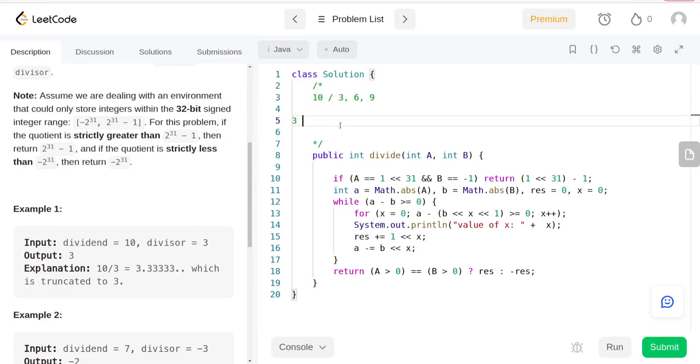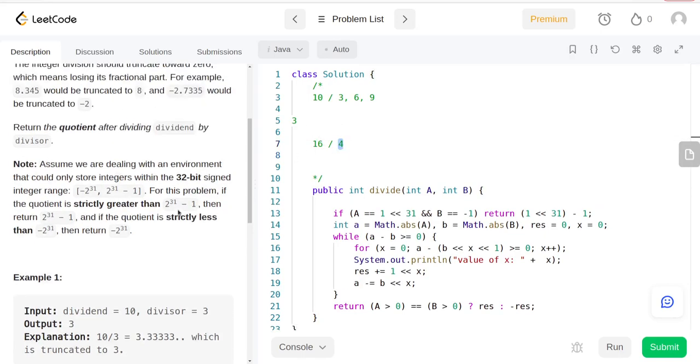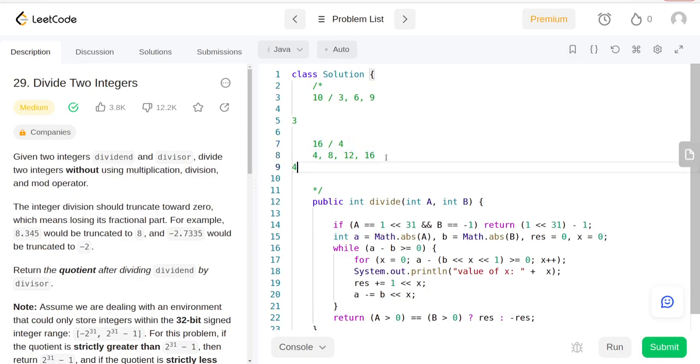That would be the answer over there. If we do it similarly for 16 divided by 4, you take the divisor 4 and keep adding 4 to it, so that will first make 4, then 8, then 12, then 16, and then you know that 4 is the answer, because you did it 4 times. This is a trivial solution.